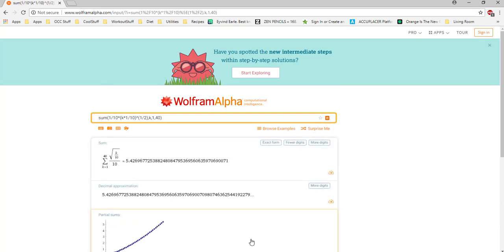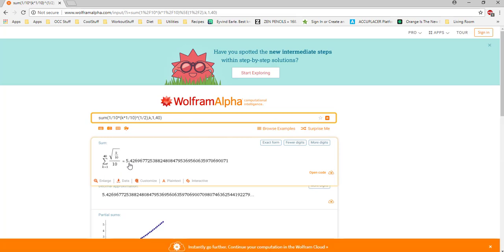And here's the nice thing about Wolfram Alpha, is that it'll write it out how it thinks you wanted it written out. So our answer is going to be 5.4269, etc. Awesome. So that's how you do that using Wolfram Alpha. Remember, you want to type in the function, comma, what's our variable, comma, where are we starting from, comma, where are we ending.